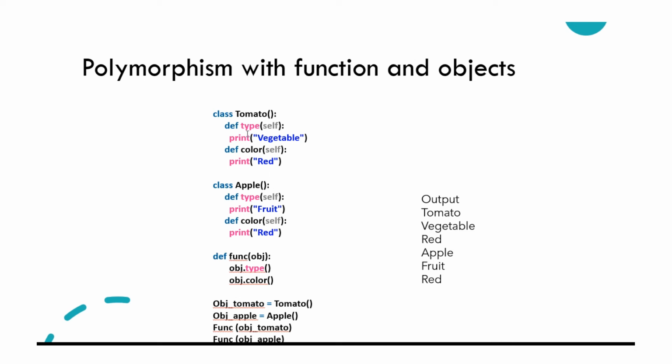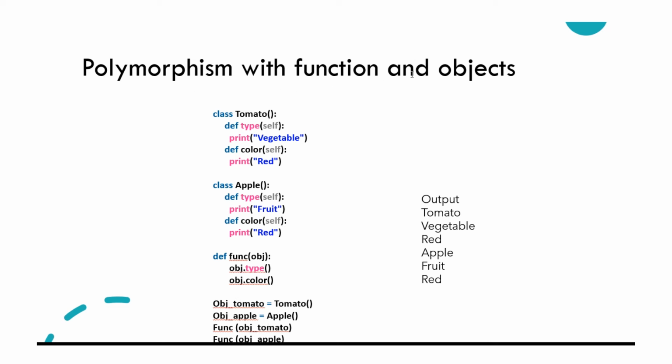So here we have two functions only. The first one is type and then the second one is color. So type and color, these functions or methods of the classes are being called by the defined object obj. Okay, so then we can make use of the object. We are defining the function, the tomato is a function and then apple is a function. Then using those functions we are calling that object.